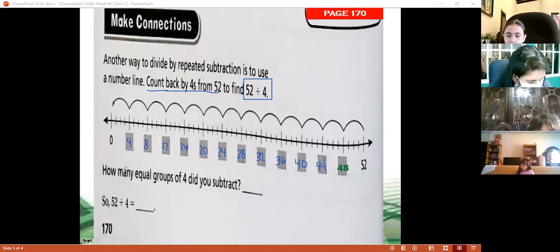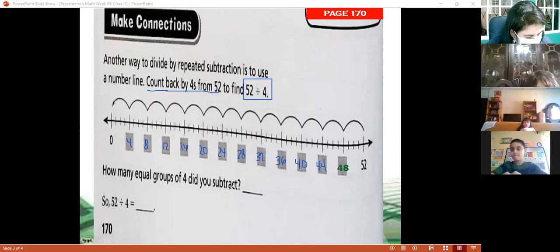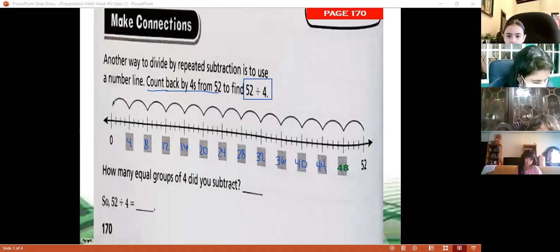Now, this is one question, class. Who knows the answer? How many equal groups of 4 did you subtract? How many groups, class? Equal groups of 4. How many times do you subtract 4 in this number line? 13. Gabriela, any students? 14? 13?